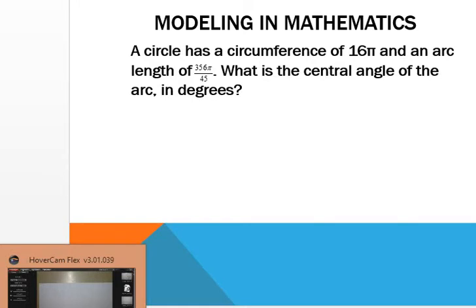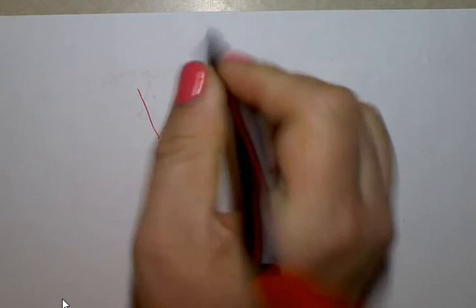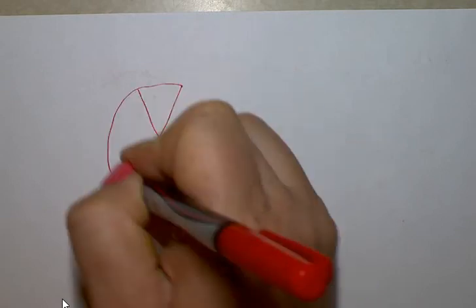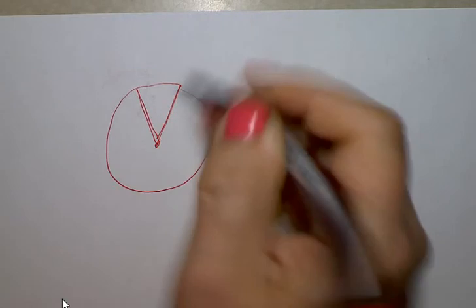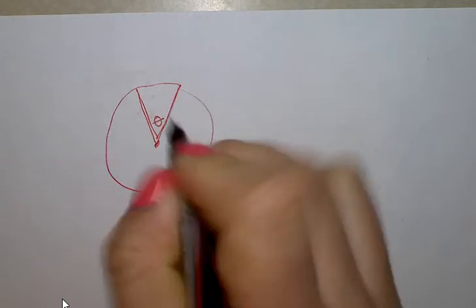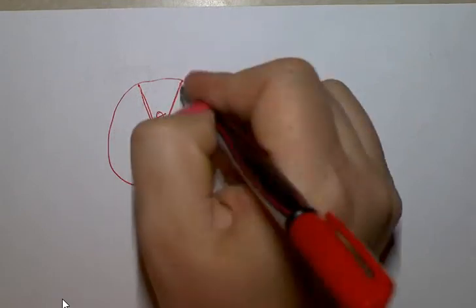Okay, the circumference is 16 pi, and the arc length is 356 pi over 45. So how do we do this? We want to know what is the central angle. So let's first draw this, and think of this in terms of a big picture. This is the center of the circle. Okay, we don't know the central angle. In fact, we don't know the radius even of this, but we know the entire circle has a circumference of.